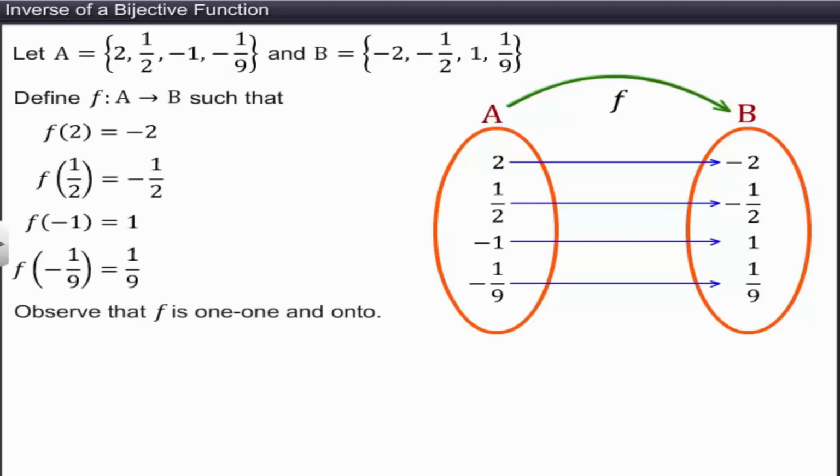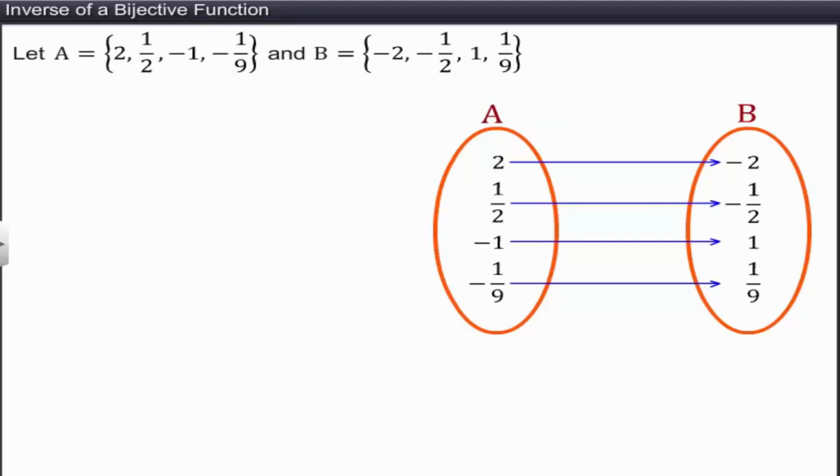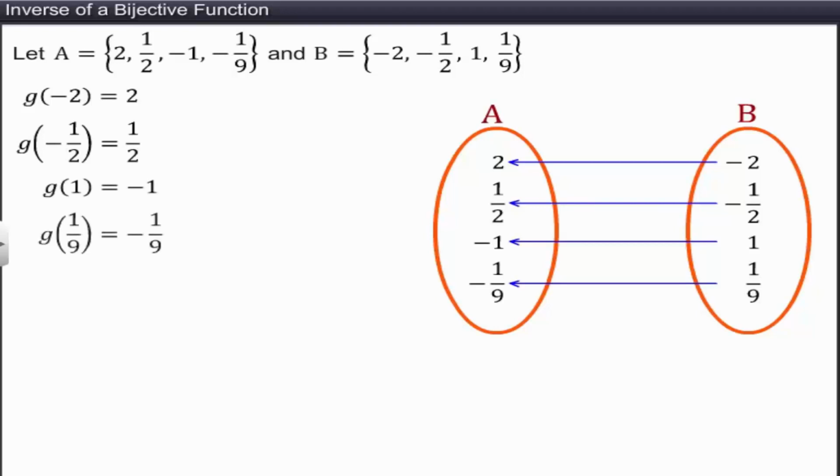Observe that f is 1-1 and onto. Now, let's define a function g from B to A such that it maps the numbers in set B to their additive inverses. That is, g maps the elements of set B back to set A. Such a function g is known as the inverse of f. This discussion leads us to the definition of inverse function.